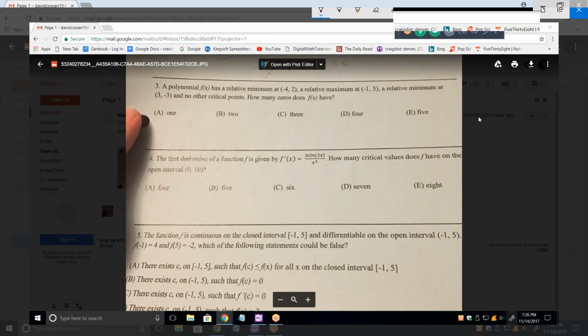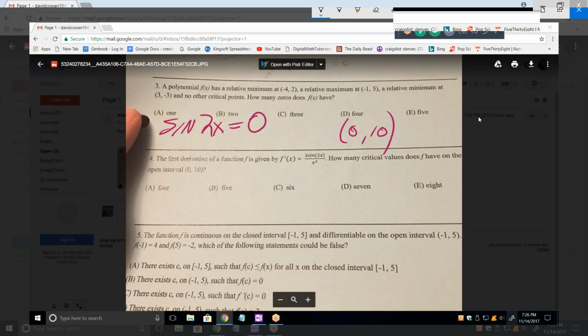All right, let's see. What's one critical value? Going from 0 to 10. Now, the open interval, not the closed interval, the open interval. It means I don't think 0 counts. No, it doesn't. We can't use 0. But what else makes this a critical value? It's whenever sine of 2x is equal to 0, correct?